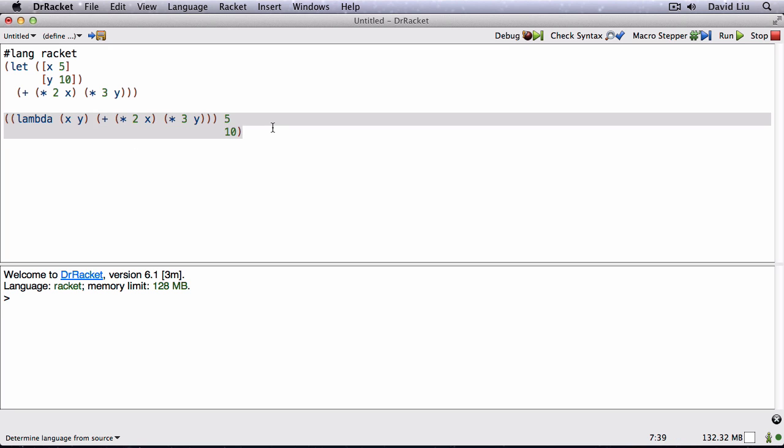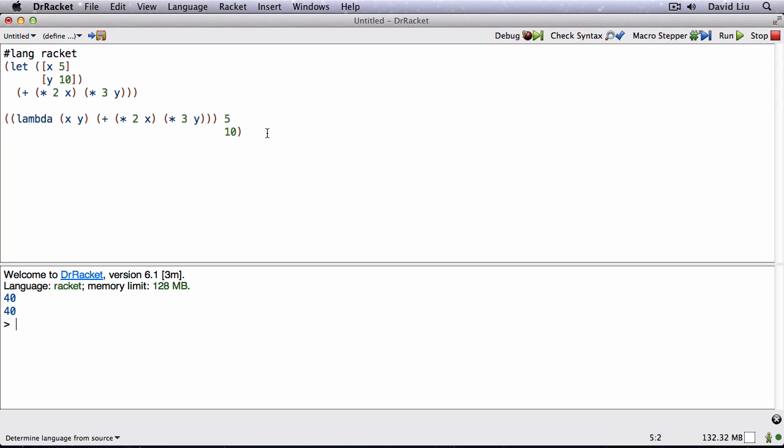So if we run this code, we see that these two give the exact same results. And this is how you can implement local scopes in the Lambda calculus. And by the way, understanding this equivalence makes it also easier to understand why let doesn't allow you to refer to previous bindings.